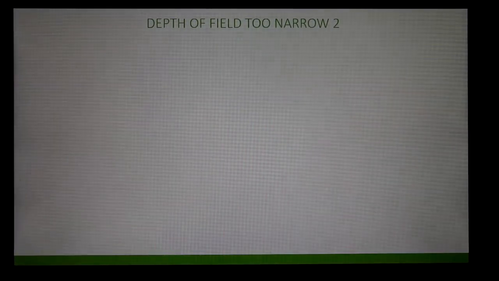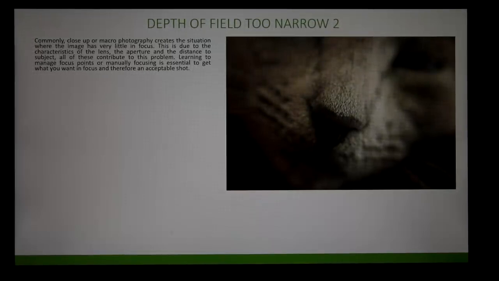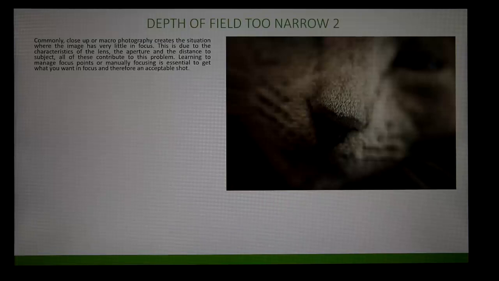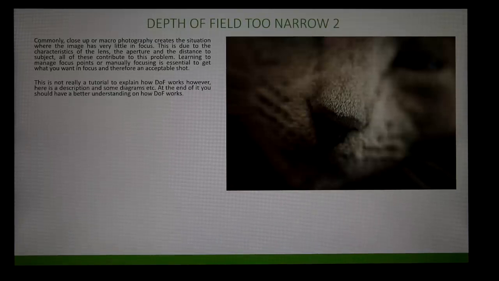Depth of field too narrow, Part 2. Commonly, close-up or macro photography creates the situation where the image has very little in focus. This is due to the characteristics of the lens, the aperture, and the distance to subject. All of these contribute to this problem. Learning to manage focus points or manually focusing is essential to get what you want in focus and therefore an acceptable shot. This is not really a tutorial to explain how depth of field works, however. Here is a description and some diagrams, etc. At the end of it, you should have a better understanding of how depth of field works.